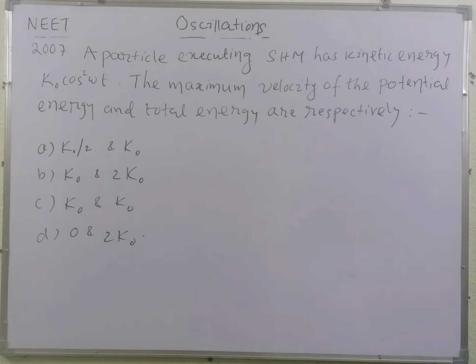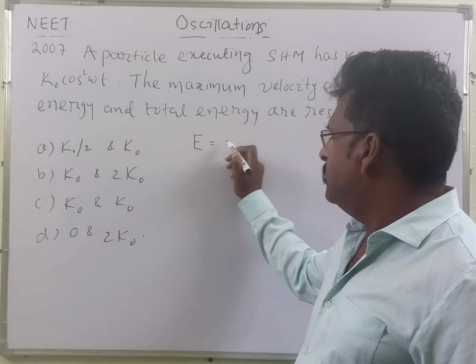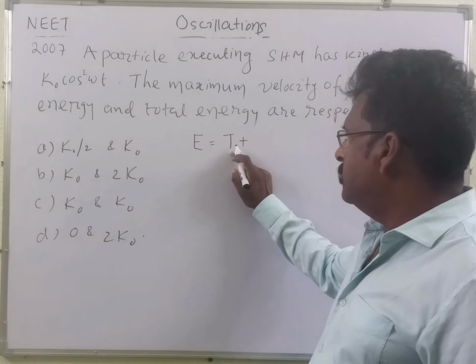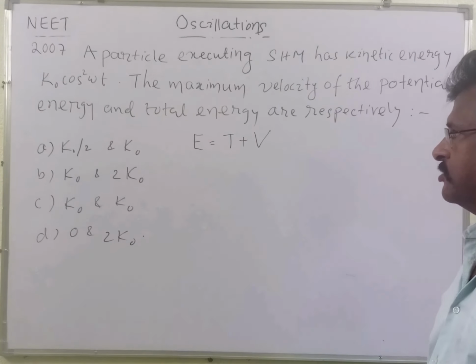Students, what is the relation between the total energy, potential energy and kinetic energy? If the total energy is designated by E, then it is the sum of the kinetic energy, noted by T, and the potential energy, noted by V.